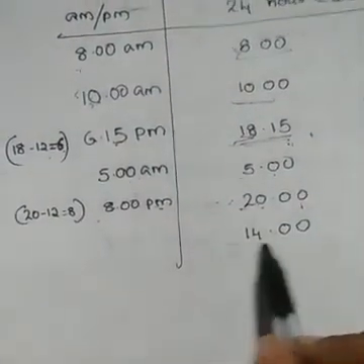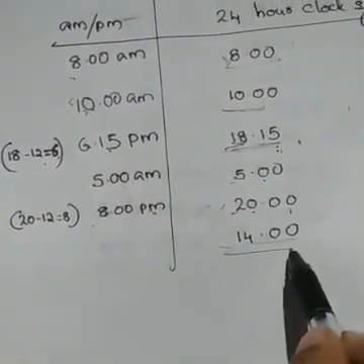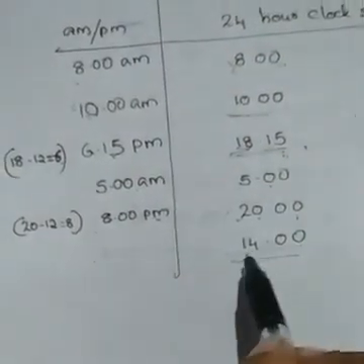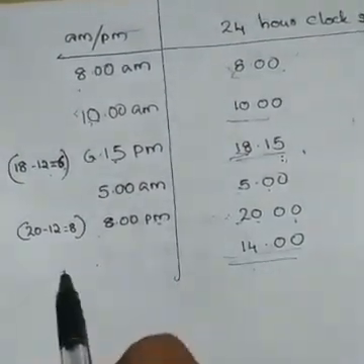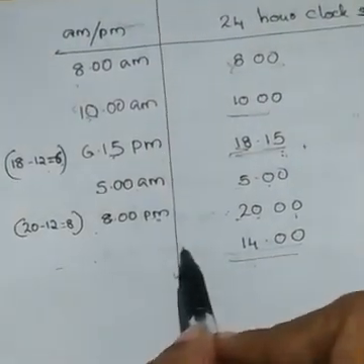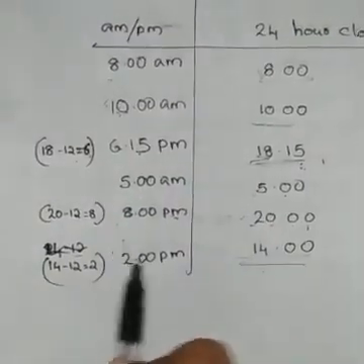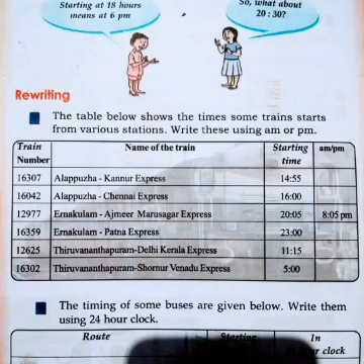What about the next? Here the time is 14. How can we find the answer here? Subtract 12 from 14. What is the answer? 14 minus 12. Yes, 2. Answer is 2 PM.